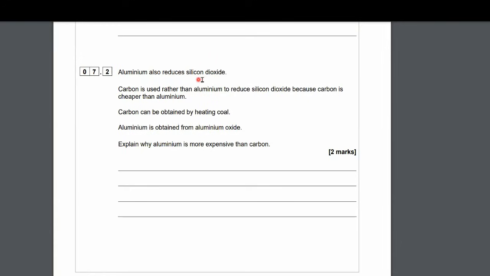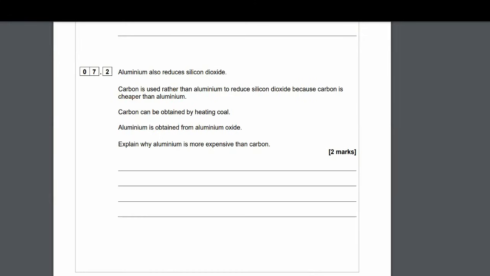7.2. Aluminium also reduces silicon dioxide. So we could use aluminium instead. Carbon is used rather than aluminium to reduce silicon dioxide because carbon is cheaper than aluminium. Carbon can be obtained by heating coal. Aluminium is obtained by heating aluminium oxide. Explain why aluminium is more expensive than carbon. So we've just been told here, carbon is cheaper, which is why instead of using aluminium to reduce the silicon dioxide, we use carbon.